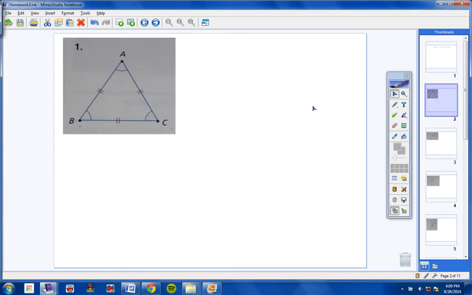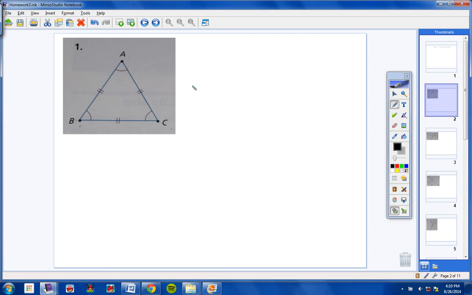Let's take a look at numbers 1 through 4. The directions say to describe the relationships, looking for things like midpoint, congruent, perpendicular lines, angle bisector, segment bisector, etc. So here we go. Let's go through this very quickly.